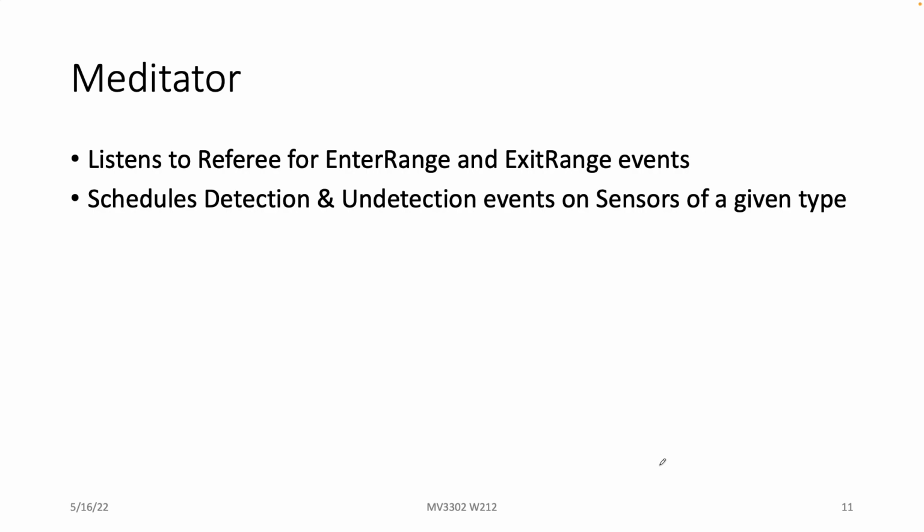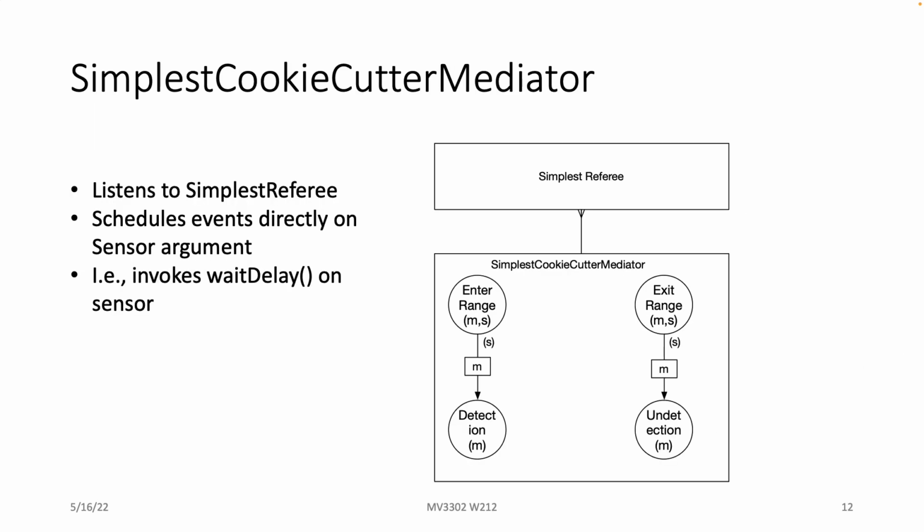And that's kind of where we got to. Except now let's look at the mediator. So the mediator is going to listen to the referee for its enter and exit range events, and schedule the detection and undetection events for a sensor of a given type. So the cookie cutter simply says, okay, we're going to listen to the enter and exit range events from the referee. The arguments are going to be the mover, target, and the sensor that the sensor is on.